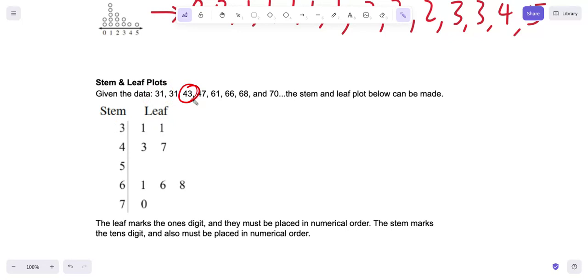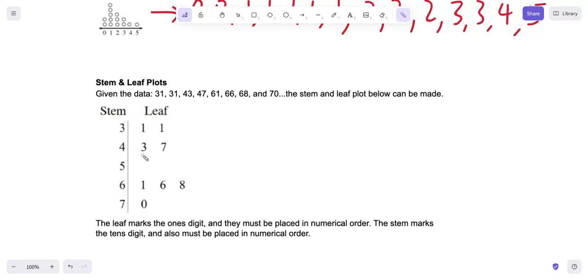Notice how in this 43, the 3 is the ones digit, so it goes there. And it's in the stem of 4 because it's in the 40s. This next number is 47, so again, stem of 4 because it's in the 40s, with a leaf of 7, a ones digit of 7. Now there are no numbers in the 50s, right? Over here, that's why it's blank in the leaves. Sometimes if you want, you can write the 5 and leave the leaf blank, or some people just omit the 5 and go straight from 4 to 6.